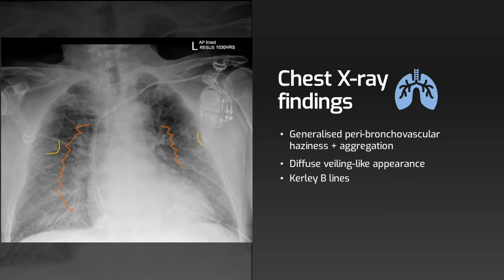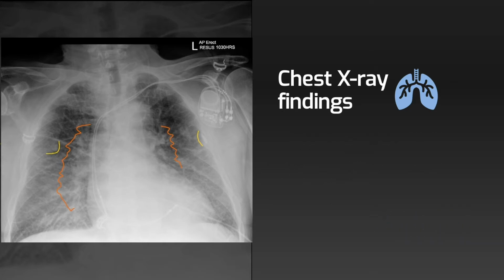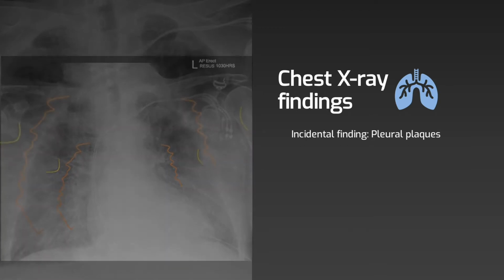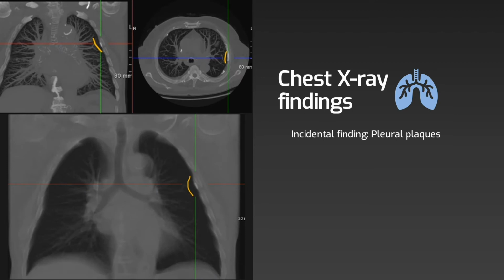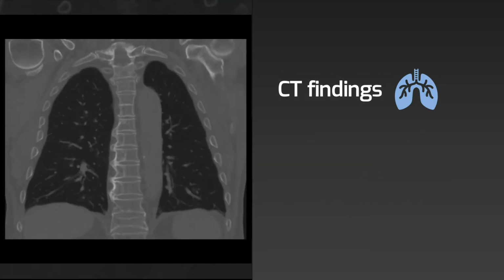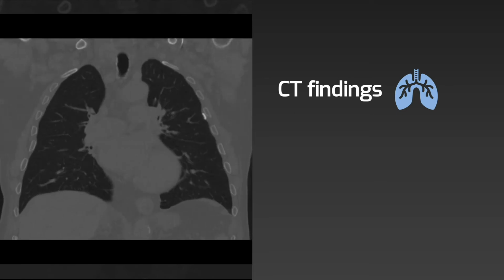So this patient has central pulmonary venous congestion as well as interstitial edema. Note that this patient also has small incidental pleural plaques, which are different from the features of pulmonary edema. Here is the corresponding CT. The plaques are very visible as they are quite bright and sharp in density, due to the large amount of plaques along the chest wall.